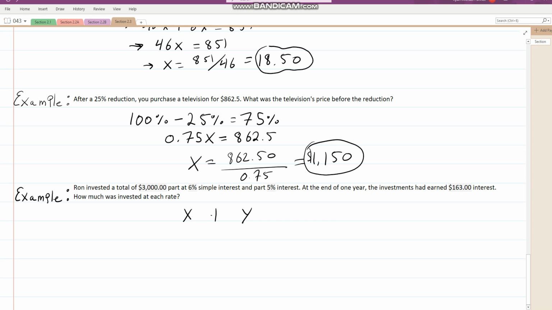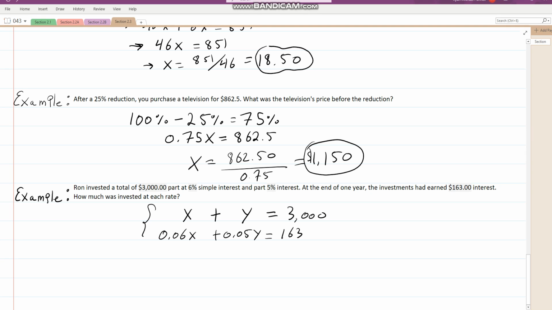Okay, if you add those together, I know that it's $3,000 because that was the total investment. Right now, the 6%, I can call that X right there. So I have 6% X plus 5% Y equals $163.